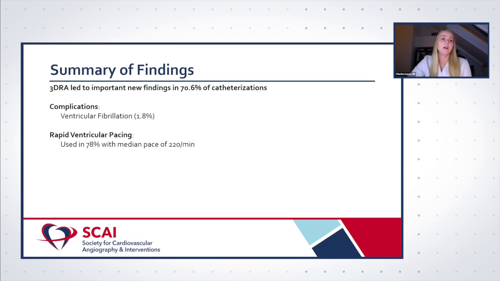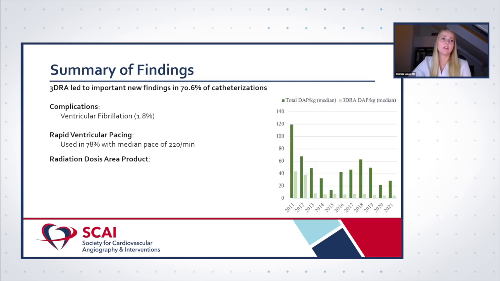3D-RA was performed with rapid ventricular pacing in approximately 78% of all cases with a median pace of 220 per minute. Concerning the amount of radiation exposure, we found that the median amount of total radiation exposure during the procedure was about 160 centigray per square centimeter, of which a median of 21% was derived from 3D-RA.